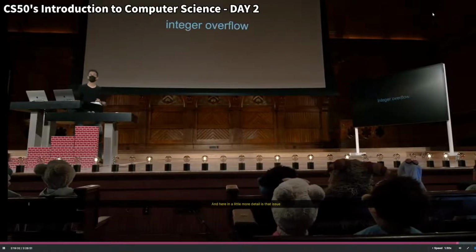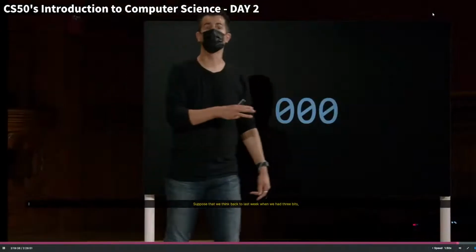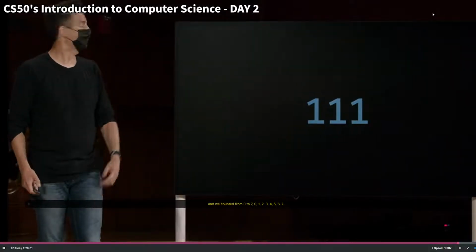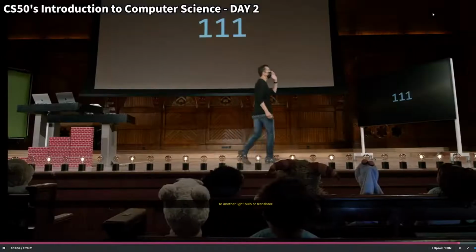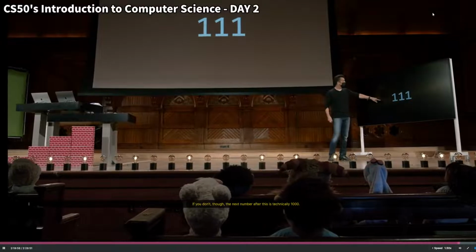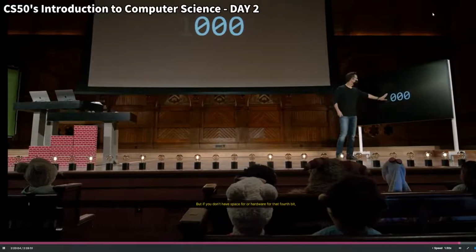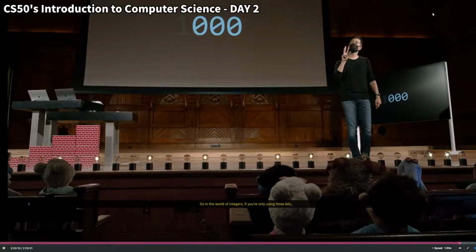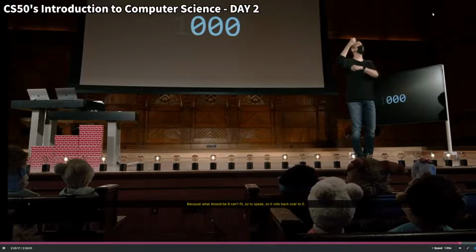And here in a little more detail is that issue of integer overflow, which is in the context of ints. Suppose that we think back last week when we had 3 bits, and we counted from like 0 to 7. 0, 1, 2, 3, 4, 5, 6, 7. I think I asked the question, how would we count to 8? Someone proposed, well, we need a 4th bit. That's fine if you have a 4th bit, if you have access to another light bulb or transistor. If you don't, though, the next number after this is technically 1000, but if you don't have space for or hardware for that 4th bit, you might as well just be representing the number 0. So in the world of integers, if you're only using 3 bits, those 3 bits eventually overflow when you count past 7, because what should be 8 can't fit, so to speak, so it rolls back over to 0.